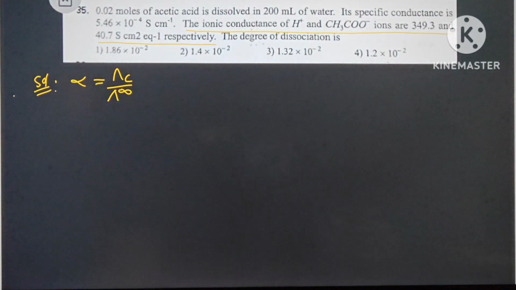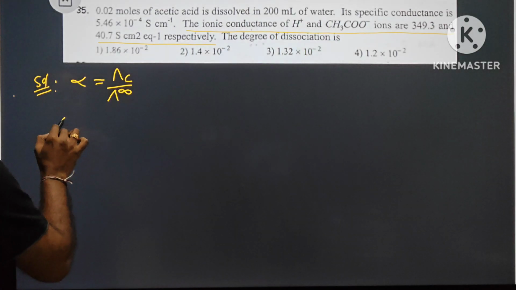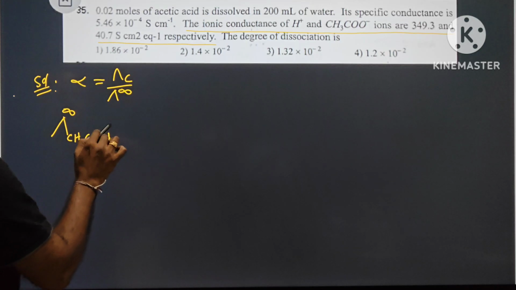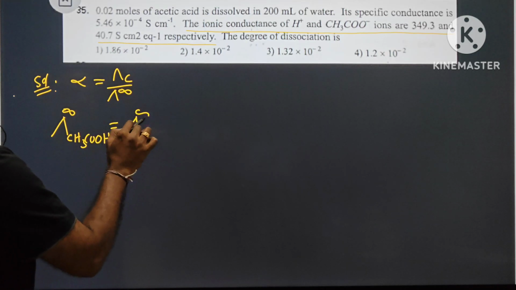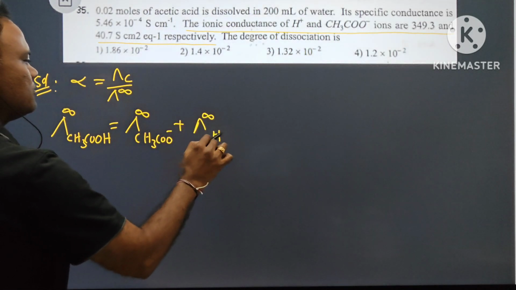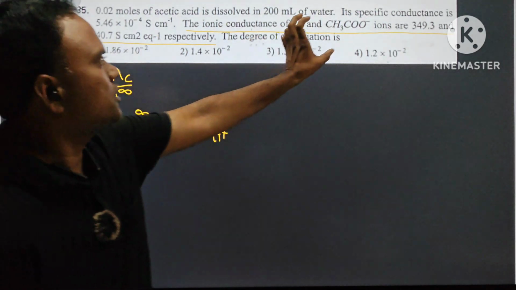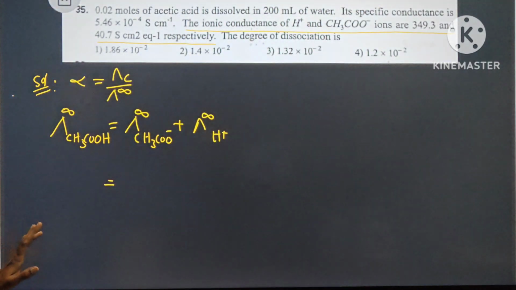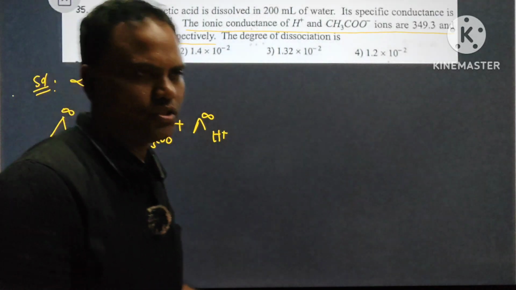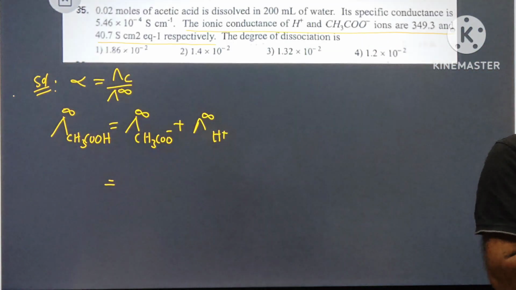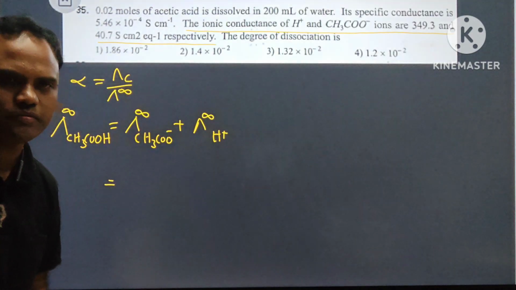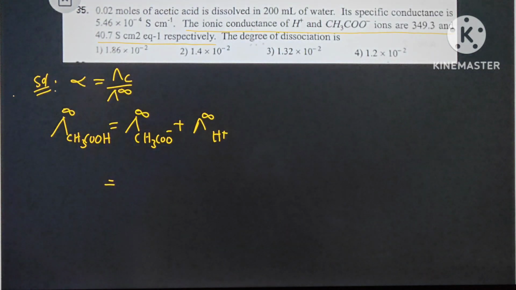What is Kohlrausch law? According to Kohlrausch law, the equivalent conductance of a weak electrolyte at infinite dilution is the sum of the conductances of the individual ions. Acetate ion conductivity and H plus ion conductivity is given to you. Add both the conductivities, then you will get the conductivity of acetic acid. This is only the Kohlrausch law. The sum of the conductivities of the ions is equal to the conductivity of the particular weak electrolyte. I already explained about Kohlrausch law.